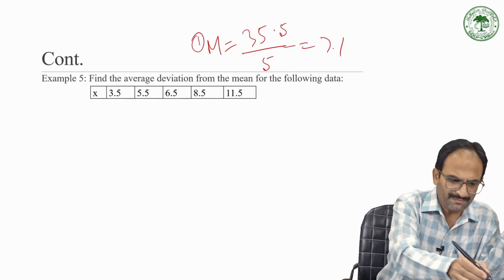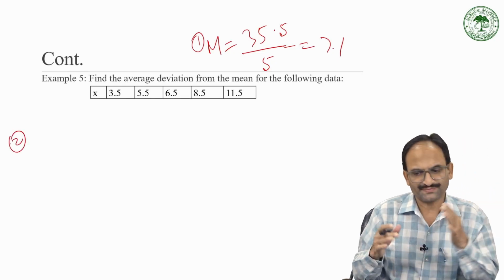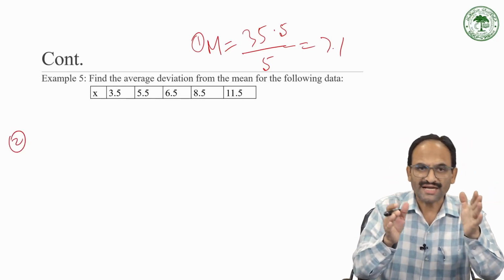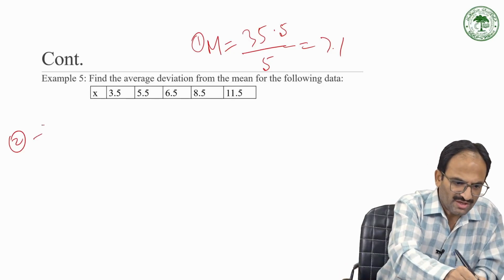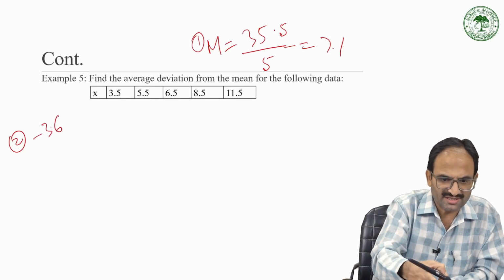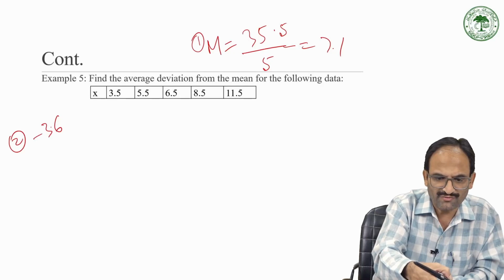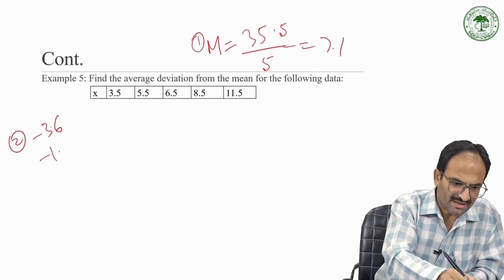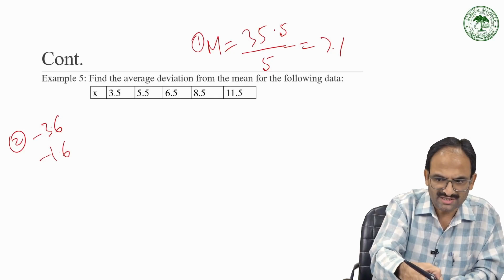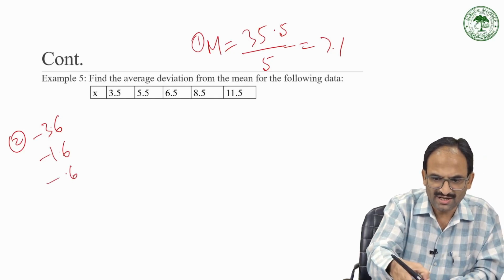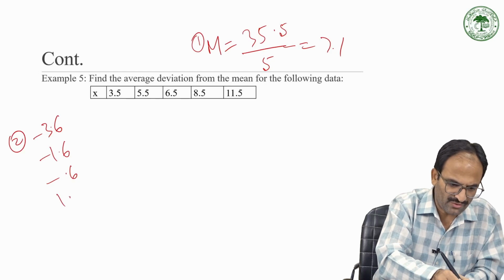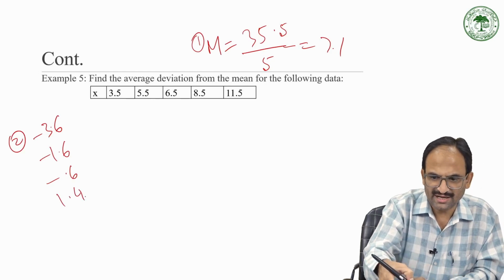In the next step, you calculate the deviation. So subtract 7.1 from 3.5, you will get minus 3.6. Subtract 7.1 from 5.5, so you will get minus 1.6. Similarly here you will get minus 0.6. Here you will get 1.4 and here you will get 4.4.